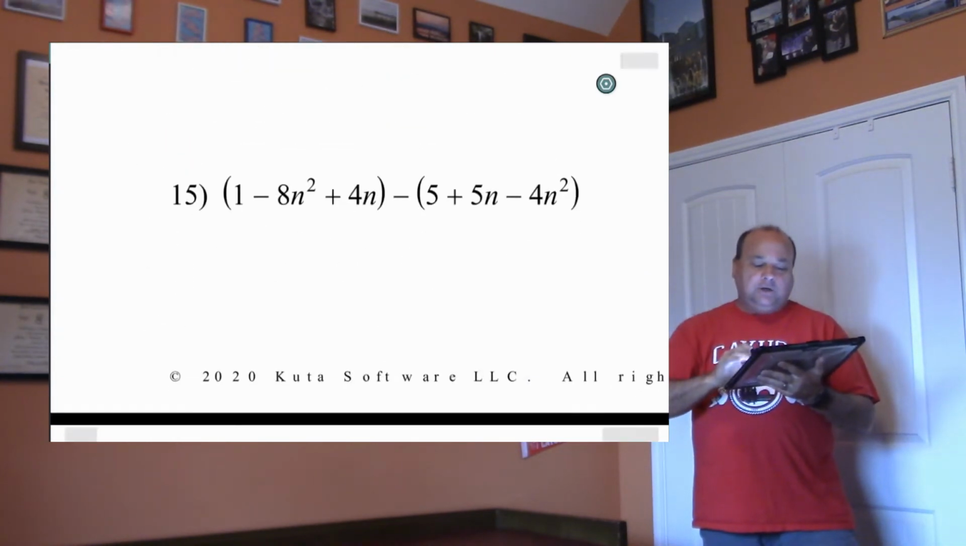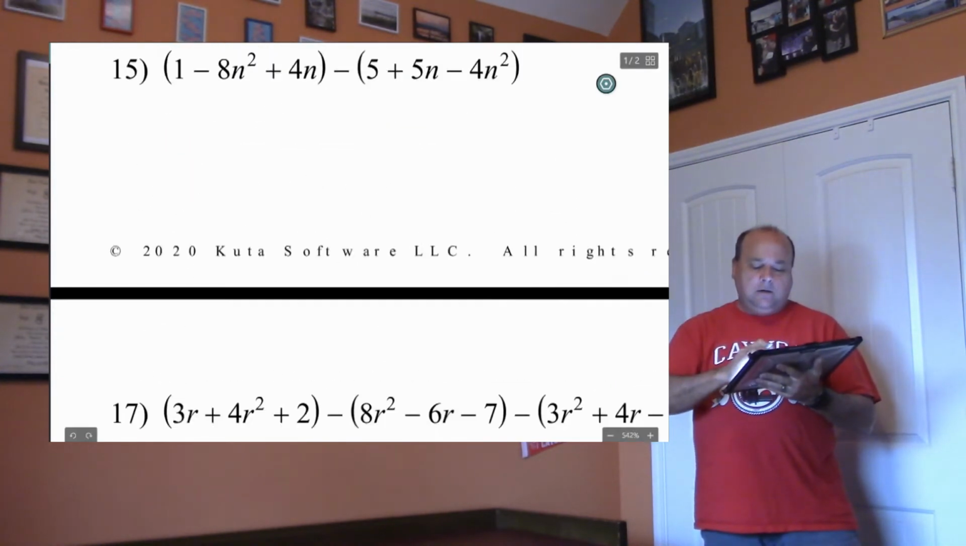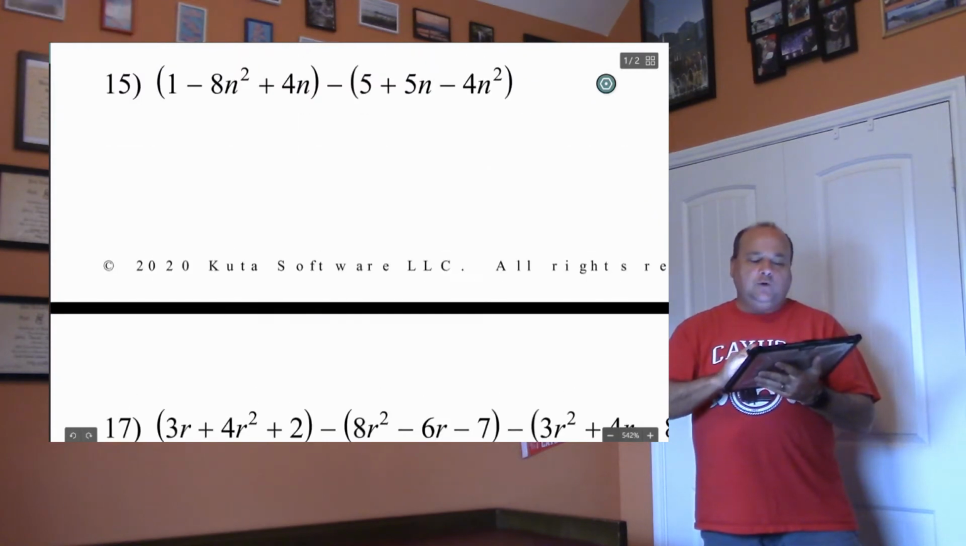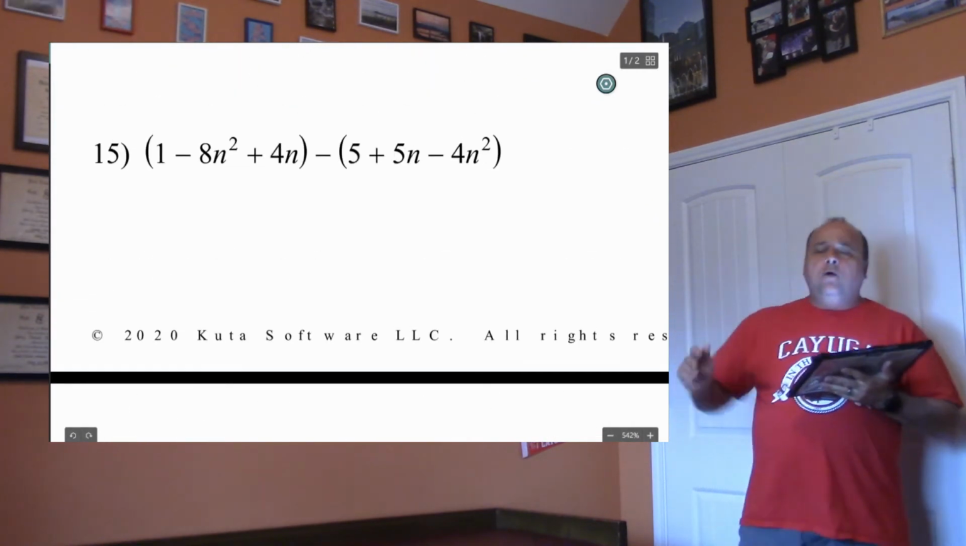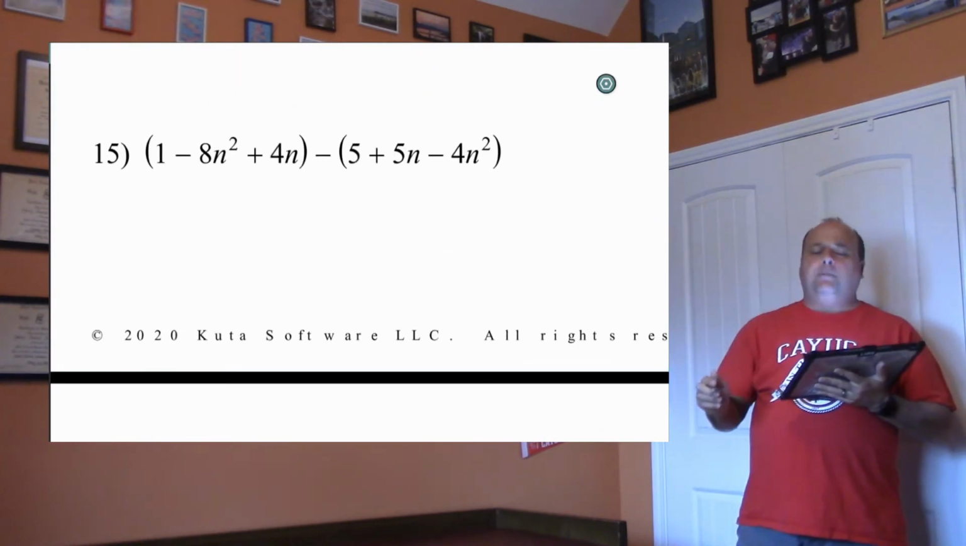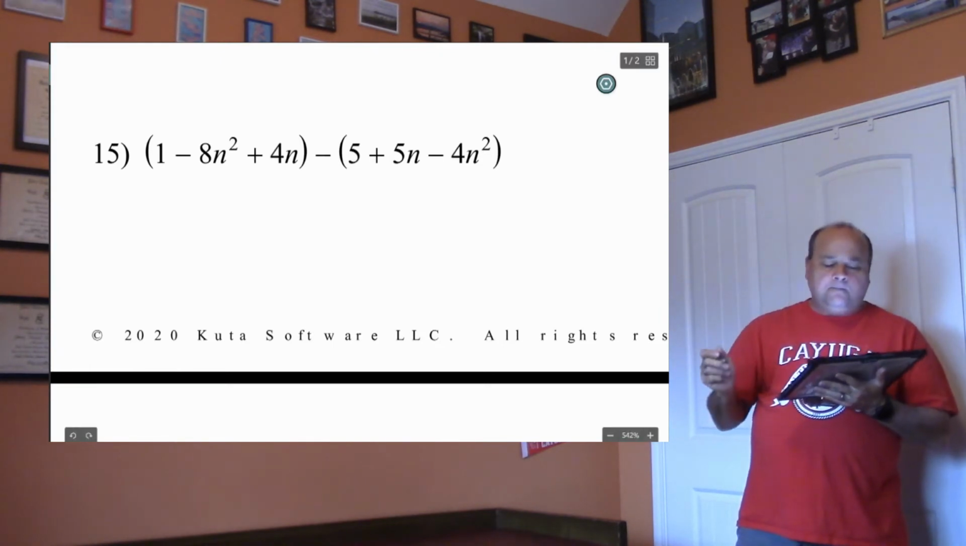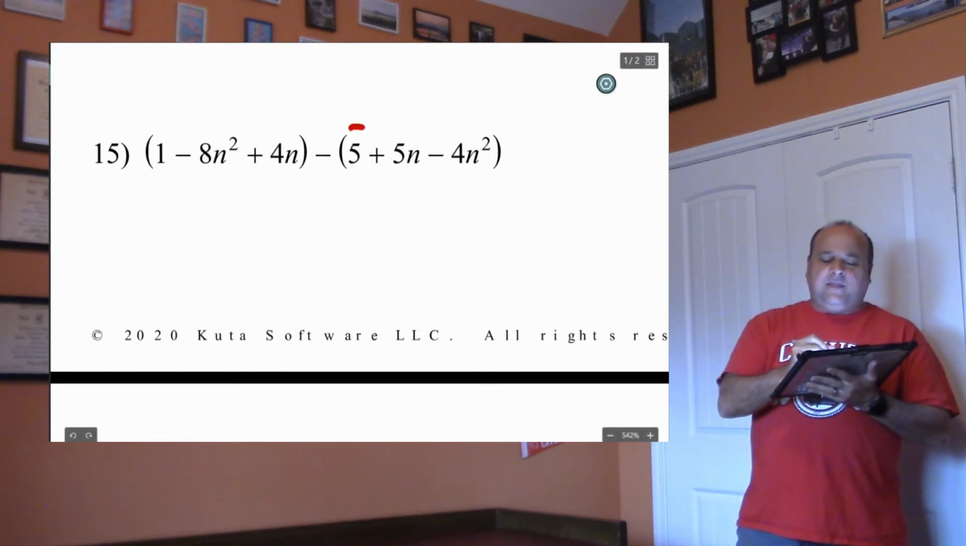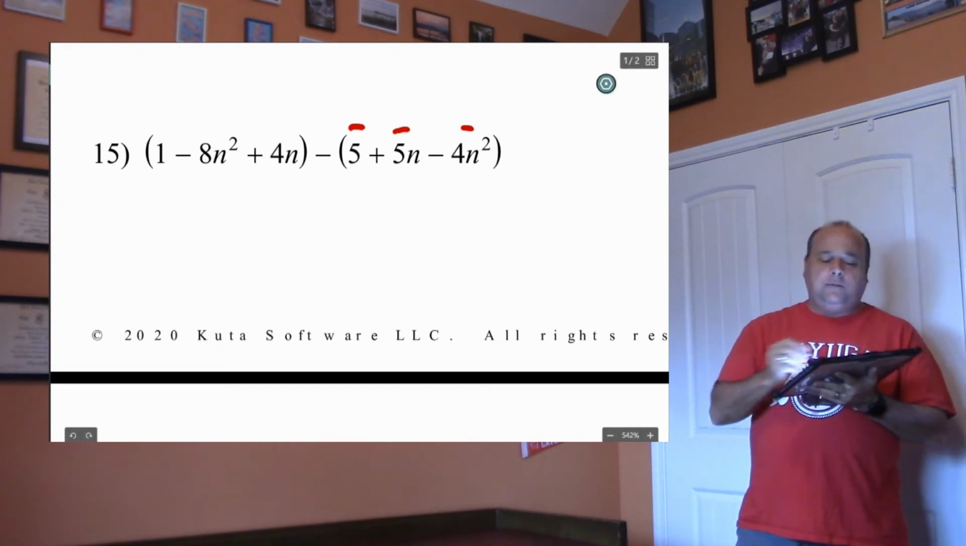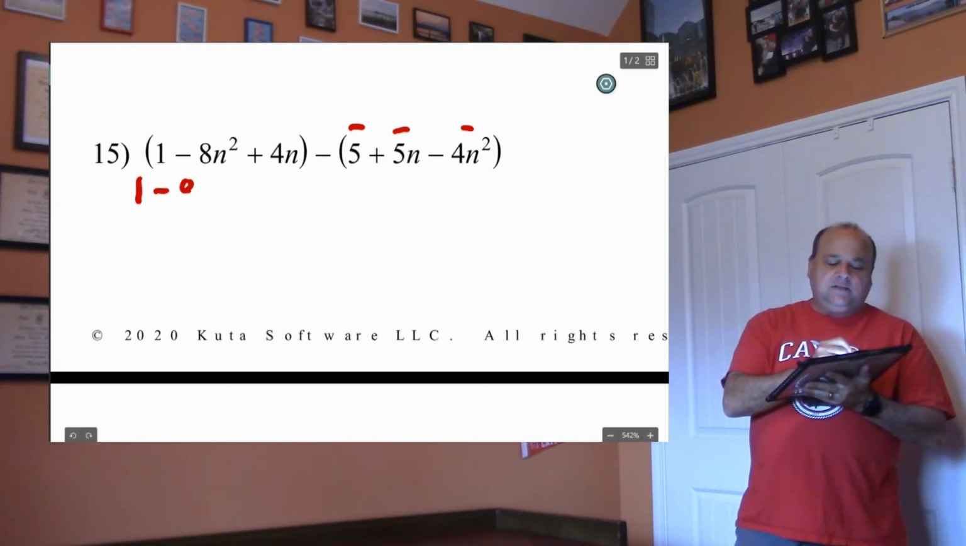Turn the page. Or let's do one more. Let's do 15. We'll do 15, then we'll turn the page. Okay, so on 15, I'm going to write this down without any parentheses. So I'm going to distribute the negative. 1 minus 8n squared plus 4n.